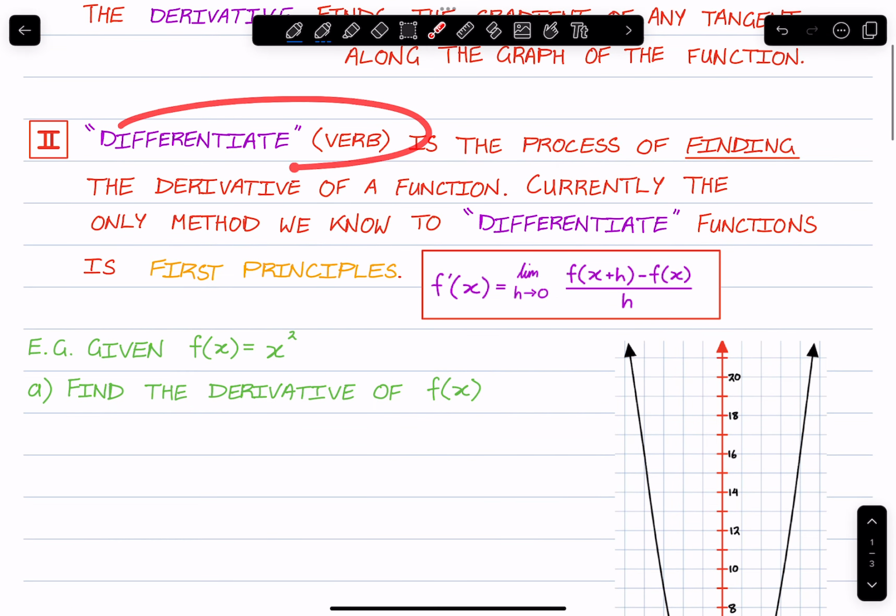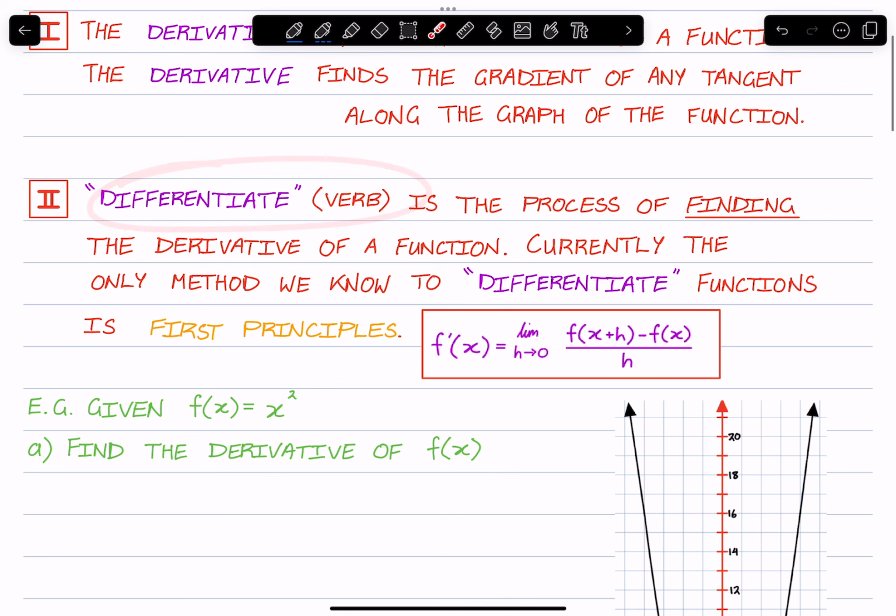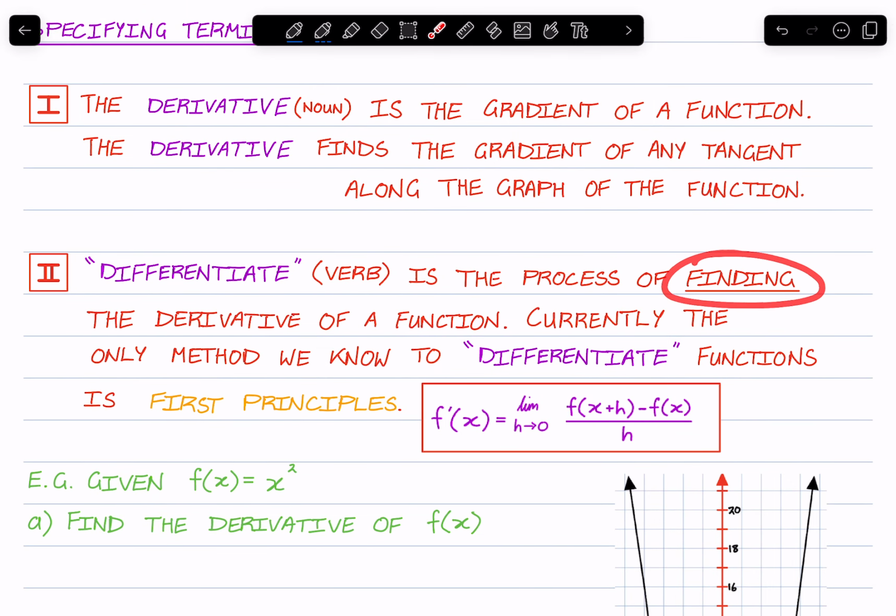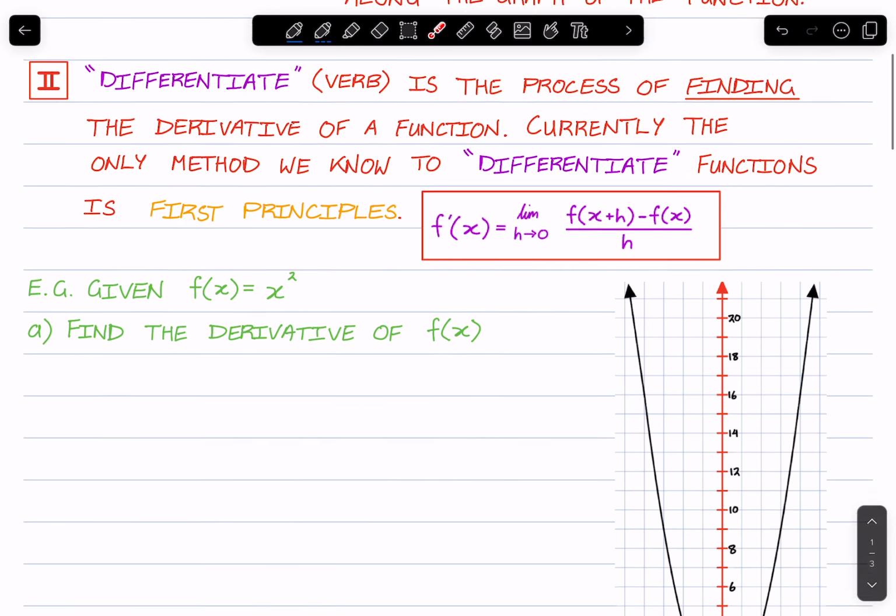The second piece of terminology you'll need to learn is to differentiate. This is a verb, and in math, it is the process of finding the derivative of a function. Currently, at this point in our understanding, the only method we know to differentiate functions is differentiation by first principles. And we do that by following this formula here. So let's go through some more examples as we do it here.